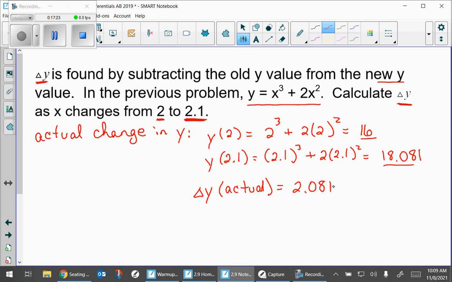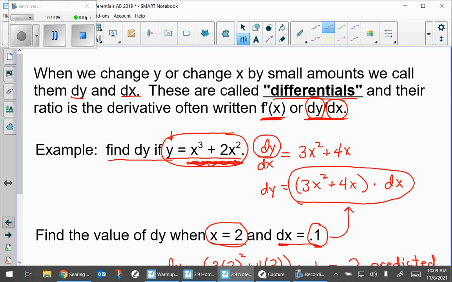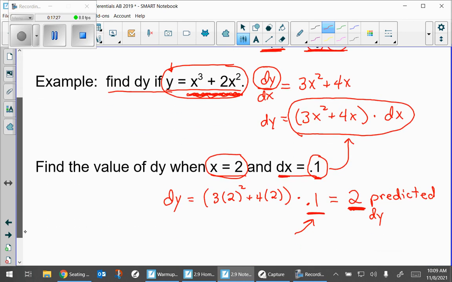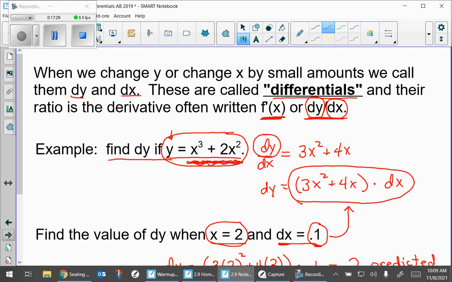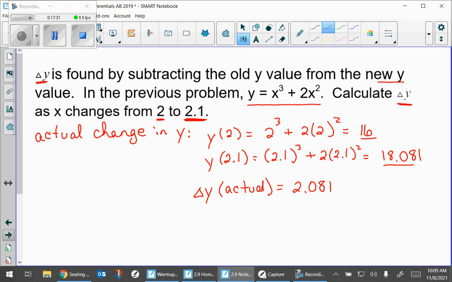We predicted, using the slope, that it was going to change by 2. Well, pretty good prediction. It changed by 2.081. So dy uses the slope and the derivative, where delta y uses the actual numbers that occur as we make this small change in x.